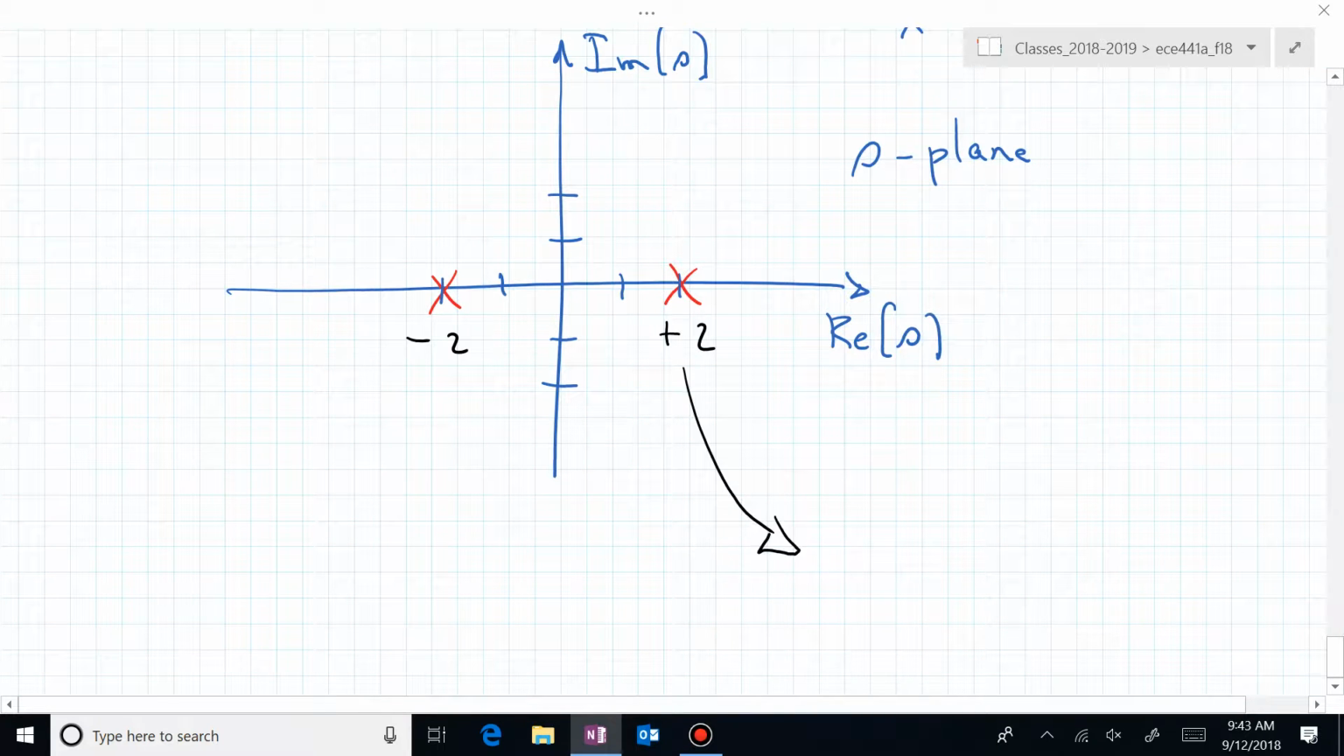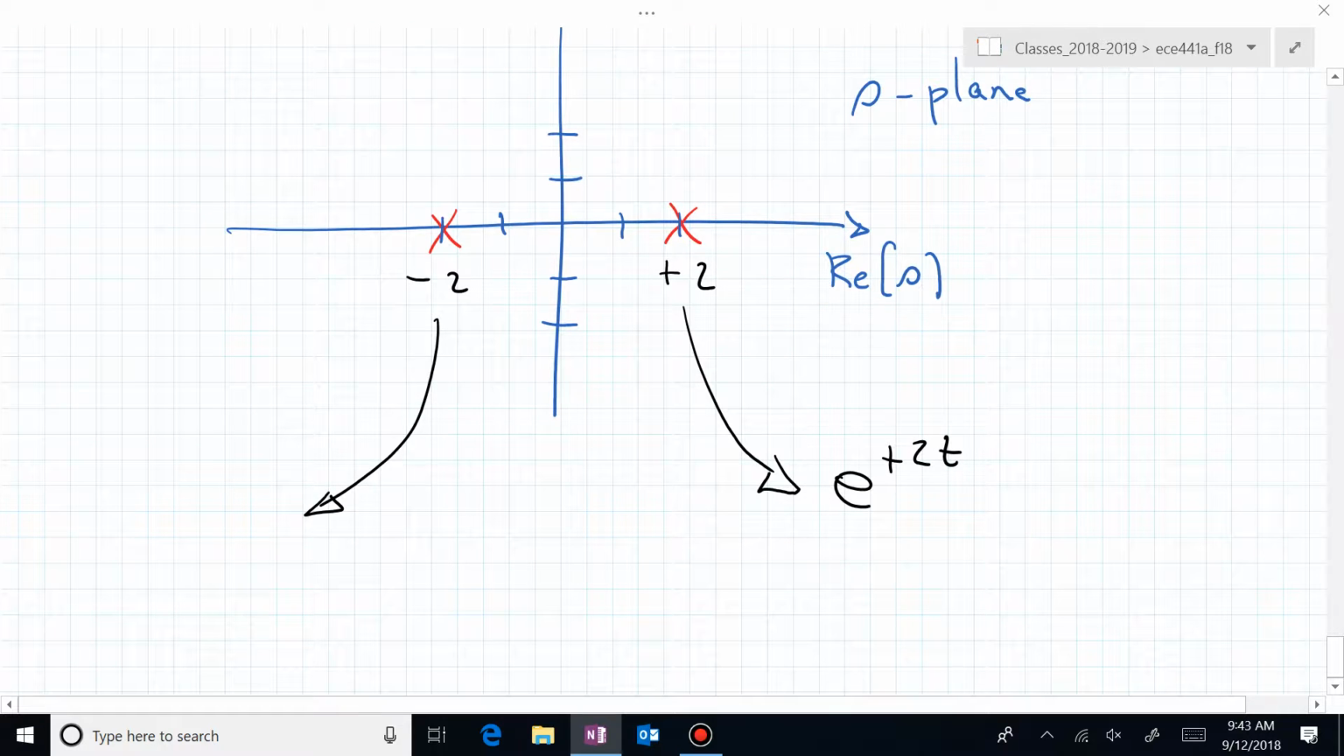This one now leads to an e to the plus 2t mode. What does this one lead to? An e to the minus 2t. So which one is well behaved in terms of giving us a bounded response? The one on the left of the imaginary axis.